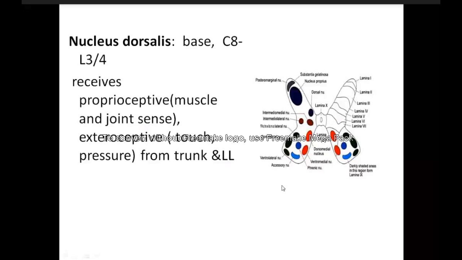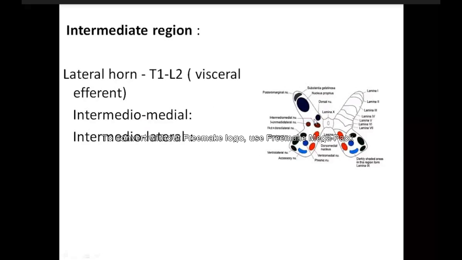Now come to the intermediate region. This is also known as the lateral horn, present in the thoracic region up to the level of the second lumbar vertebra. And there are two, the intermediomedial and the intermediolateral. So in the intermediate region, there are two, medial and lateral. It mainly conveys visceral efferent sensations, efferent from the viscera. So these are the different nuclei present in the gray matter.